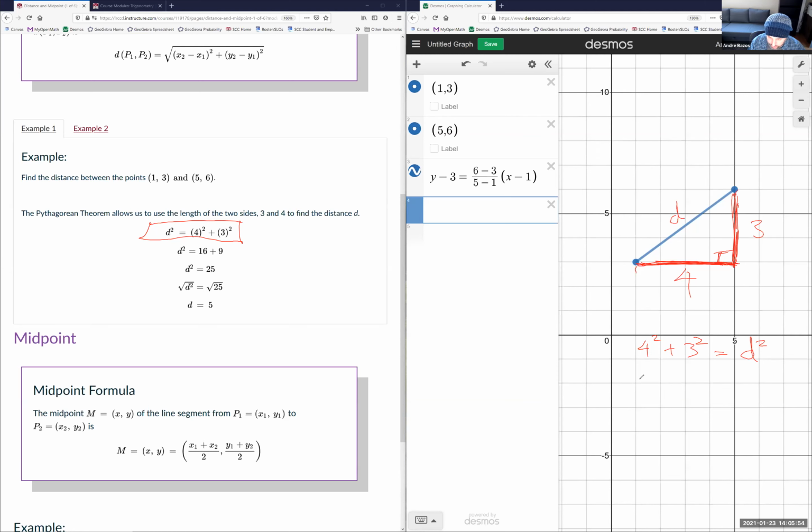How do I solve for d? Well, this is 16 plus 9. That equals 25. So that 25 is d squared. I take the square root.